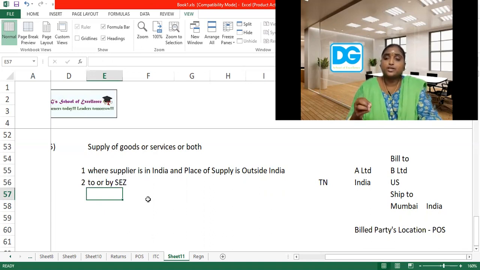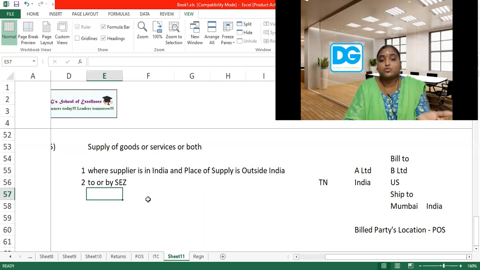So whenever you make a supply of goods or services to an SEZ, special economic zone, it is zero rated because it is considered as a place outside India for tax purposes. So for tax purposes, it's considered as a place outside India, and therefore it is treated on par with export. And hence it is zero rated.